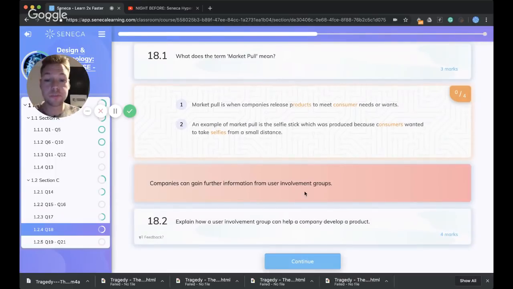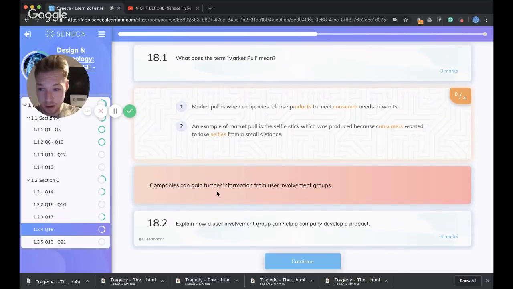So user involvement groups, that's when you get a bunch of consumers together and you get them to try out a product and see if they like it, see if it works for them, all that kind of stuff.